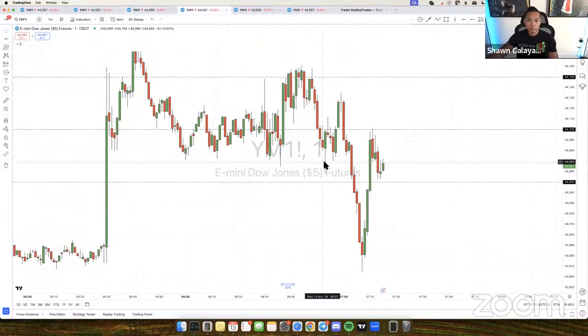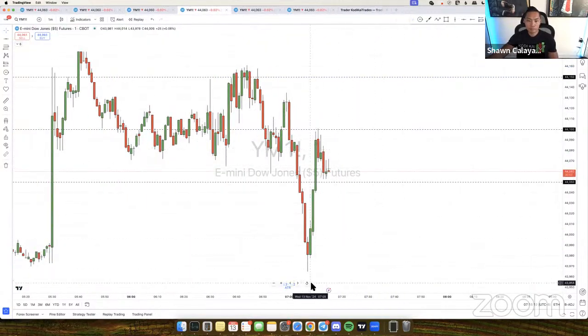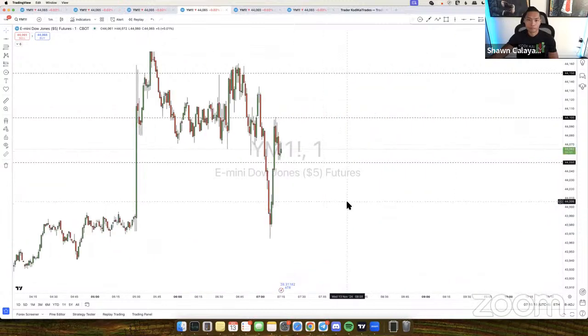All right, we're back stuck in the range right here. Zoom out again. So we're back into this lower range, as price climbs back up.